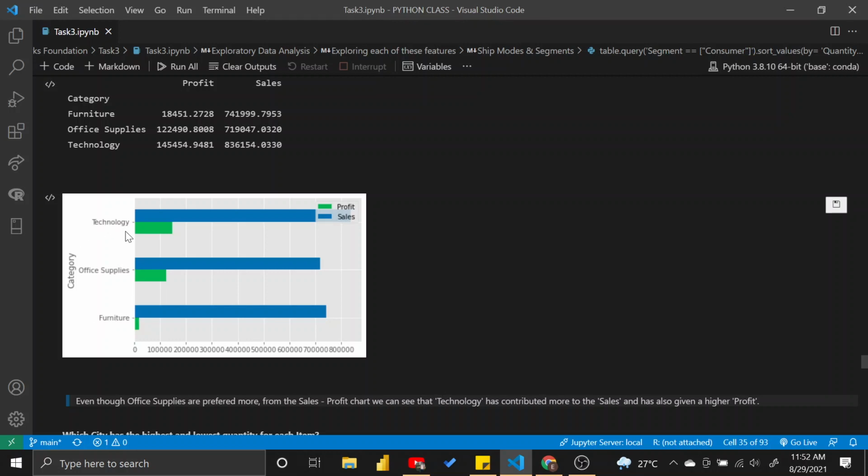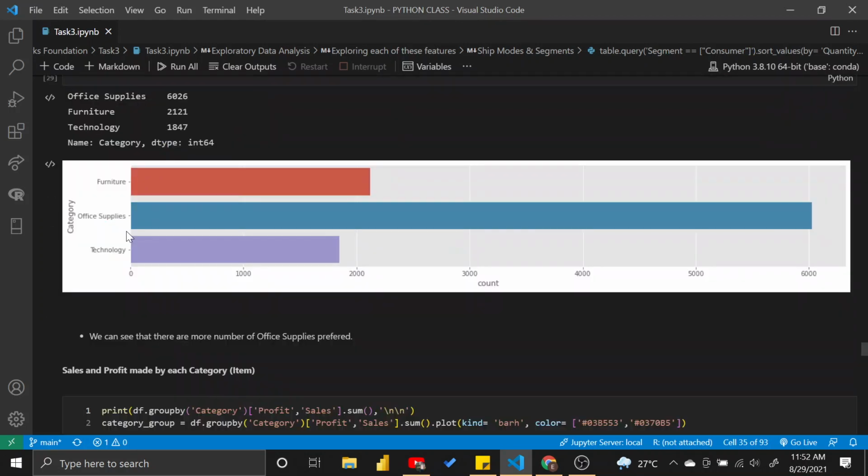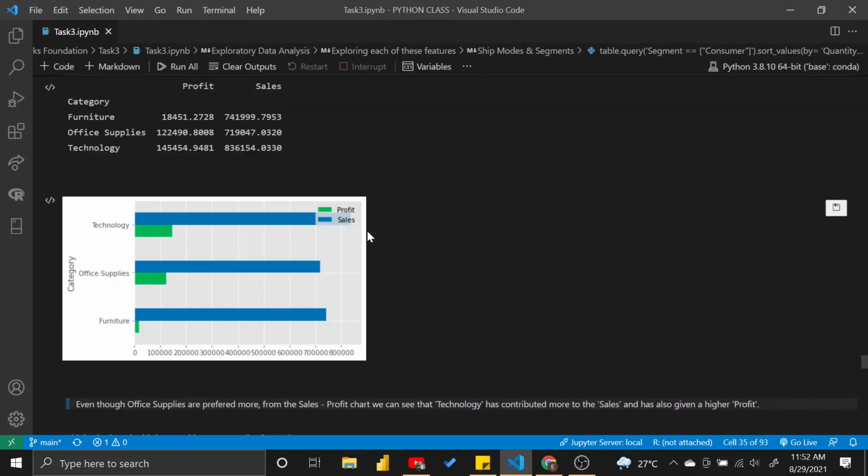But if you look at it, even though office supplies are more in number and technology is less in number count wise, the sales of technologies is way above the charts. It's above, I would say, 8 lakh. So that's pretty high. Profit wise, it's still more than the office supply. So that's an amazing thing that we can see. Even though they're less in number, their sales are pretty high.